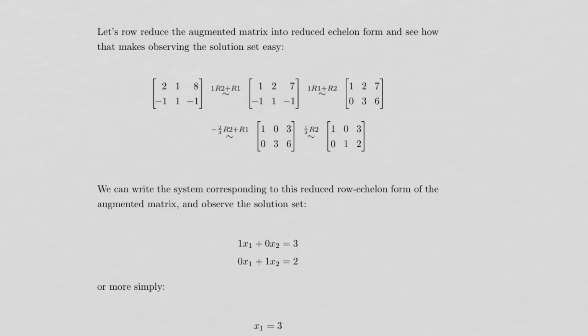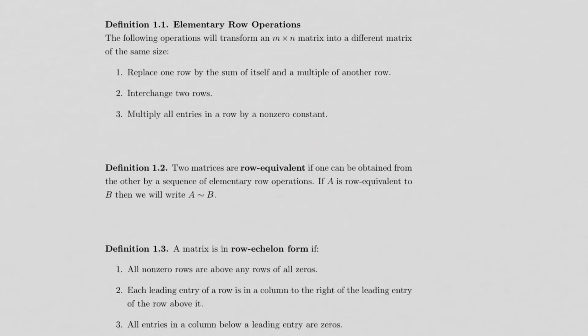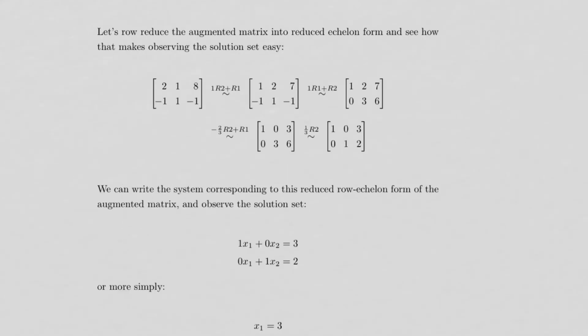All right, and then finally, I'm going to do 1/3 times row 2. This is the first time we've done this third row operation, multiply all entries in a row by a non-zero constant. So you're not really replacing anything, you're just scaling this last row by 1/3. So just divide every number here by 3 to get 0, 1, 2.